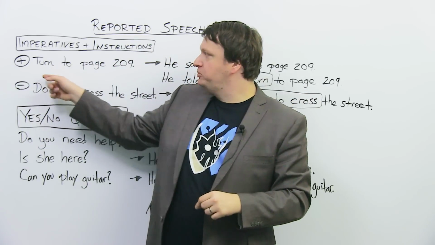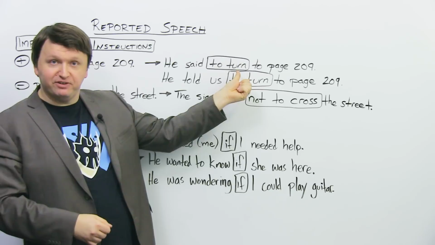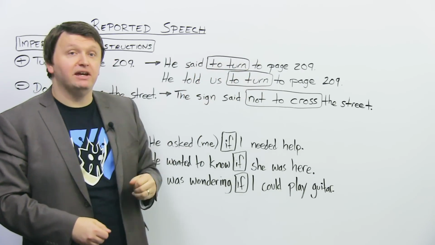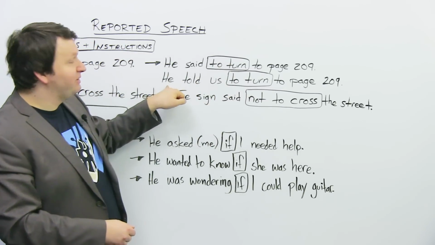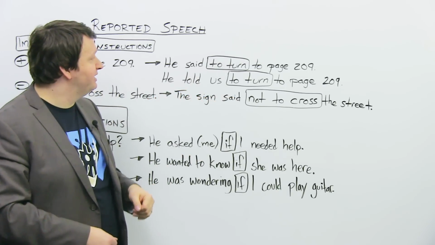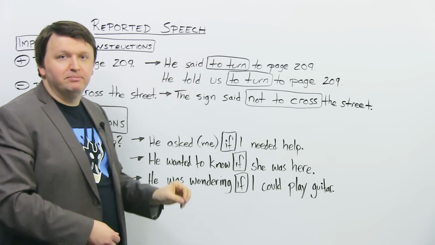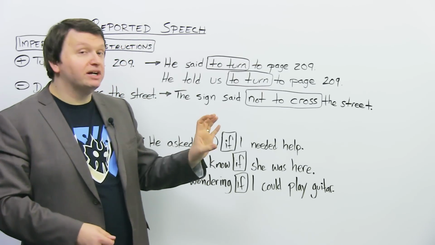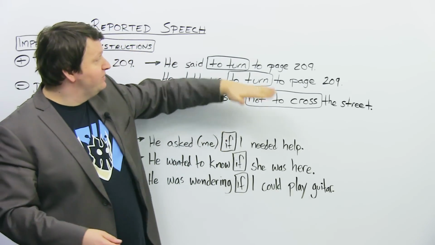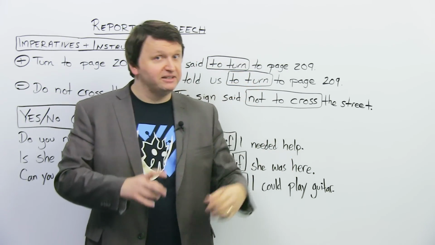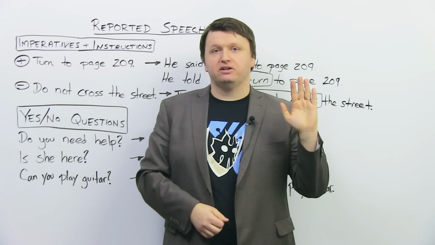So we have turn to page 209. When you're reporting, make sure you have to plus the base verb, okay? He said to turn to page 209. He told us to turn to page 209. So here we have, he told us to turn to page 209. And again, I'm going to assume that you already have the basics of reporting structure, but here specifically, this is an instruction, an imperative that you are reporting. So you have the base verb in the instruction, and then you have to plus the base verb when you're reporting it.